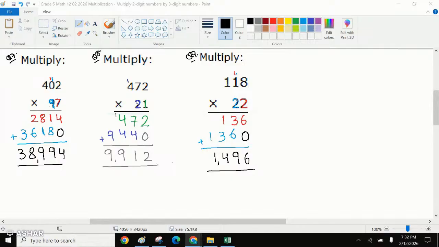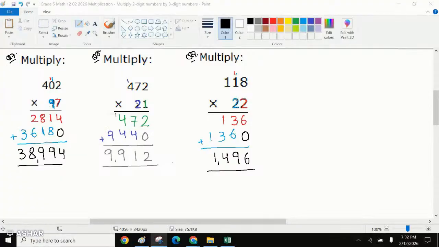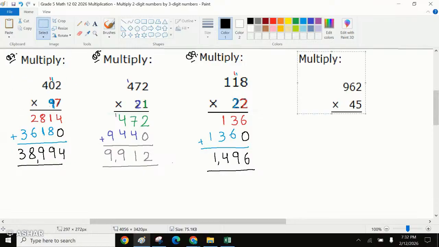Okay. The next question says 962 is to be multiplied by 45. So when we multiply 962 by 45, let's see what the possibilities are. Question number 10. We know that we can multiply the units.